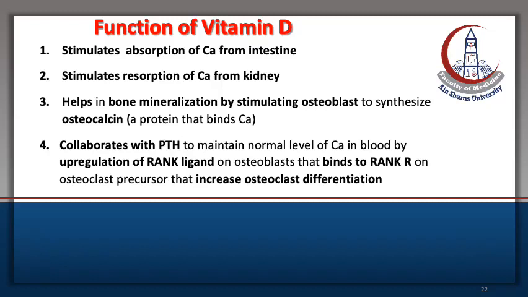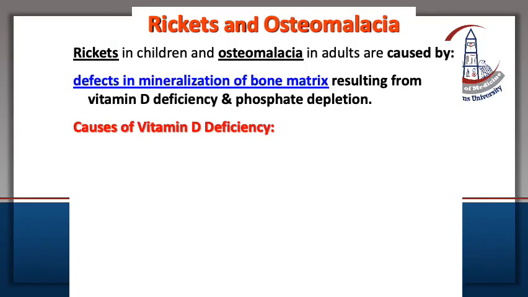The functions of vitamin D are to stimulate absorption of calcium from intestine, also from the kidney, and help bone mineralization by stimulating osteoblast to produce osteocalcin, and to collaborate with parathyroid hormone to maintain the normal level of calcium in the blood by activation of osteoclast gene called RANK-R. Thus, defective mineralization of bone matrix results from vitamin D deficiency and phosphate depletion.